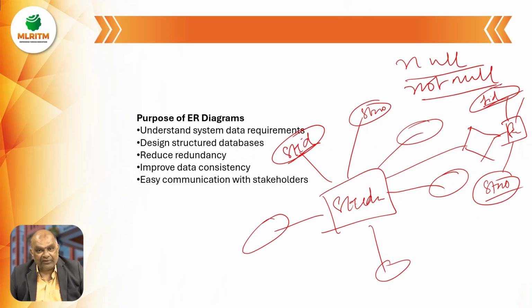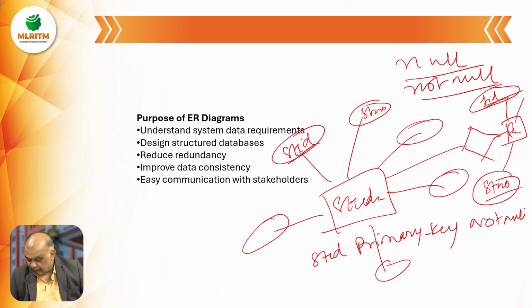Suppose I am going to declare student ID as a primary key. Whenever the student ID attribute is created, we have to give the student ID primary_key, and we have to give not null. Not null means compulsorily that particular attribute should have a value. Okay, so we can specify the data type as varchar2.